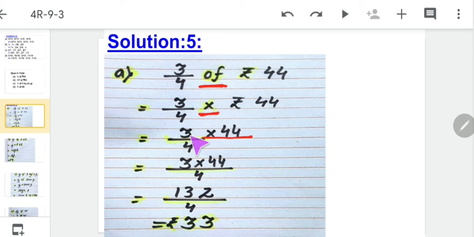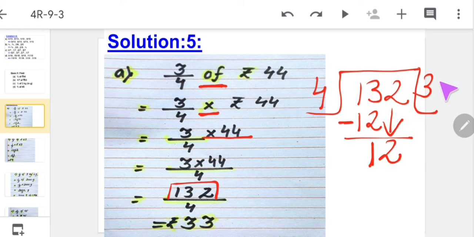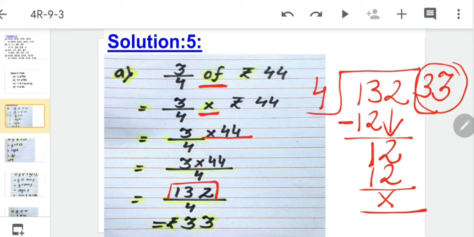Now you can see 3 will multiply with 44. So it will become 132. So we have to divide 132 by 4. So 4 multiplying with 3 gives us 12. When we minus 12 from 13, we have 1 as remainder. Then we take this 2 down, so it will become 12. Again 4 multiplying with 3 will be 12. Now we have nothing in remainder, so our answer is 33. So 3/4 of rupees 44 is rupees 33.